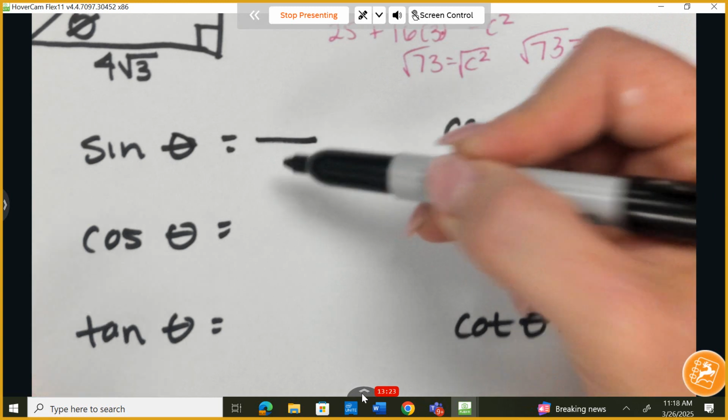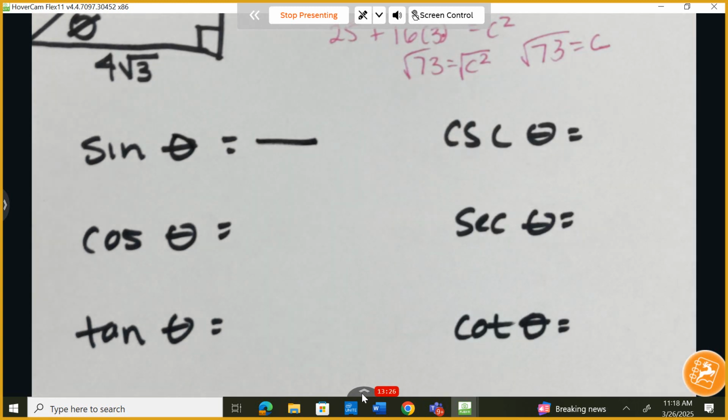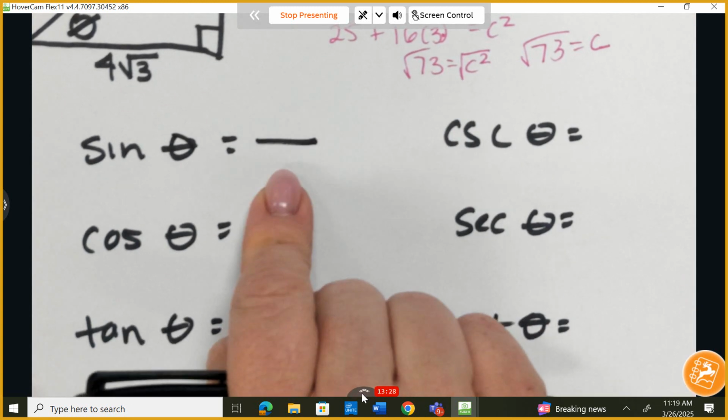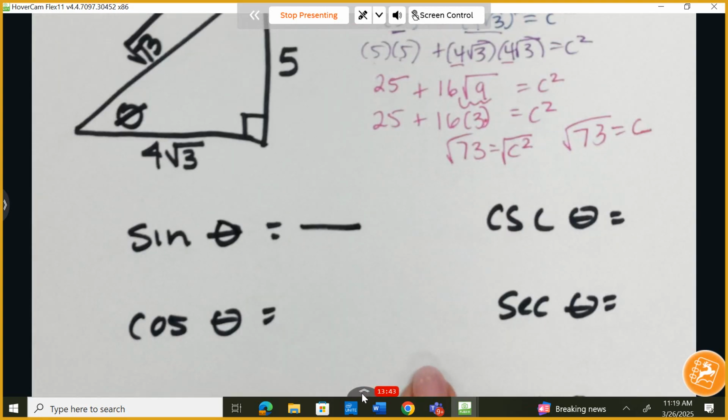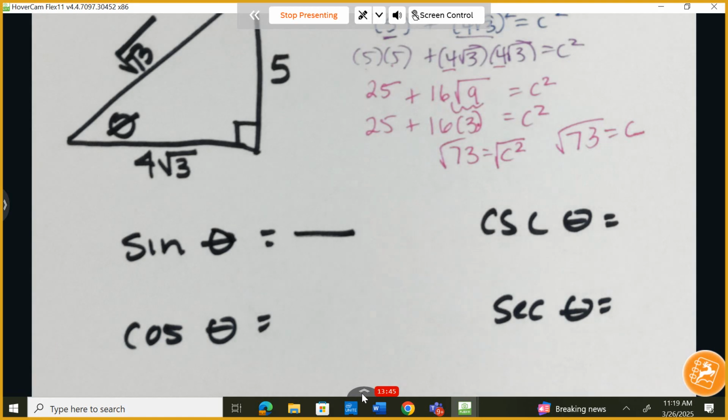What divided by what? I'm not asking for a number. I'm asking for what words do we use to describe the ratio of sine. An example, is it adjacent divided by opposite? What is it? Look into your notes. Turn to your partner. What is it? Those two groups are talking. What is it? It is opposite divided by hypotenuse.